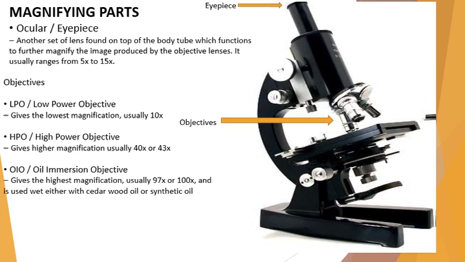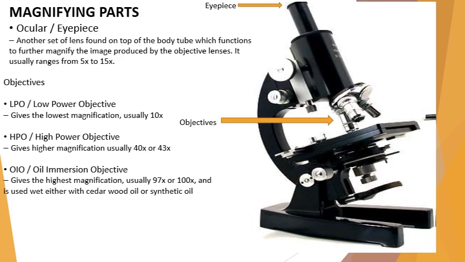Now we focus on the magnifying parts of the microscope. Basically it consists of two lenses. One is the ocular or eyepiece, the other one is the objective. First of all we have the ocular or eyepiece. It is another set of lenses found on the top of the body tube which functions to further magnify the image produced by the objective. So here we have an objective lens and here we have an eyepiece.